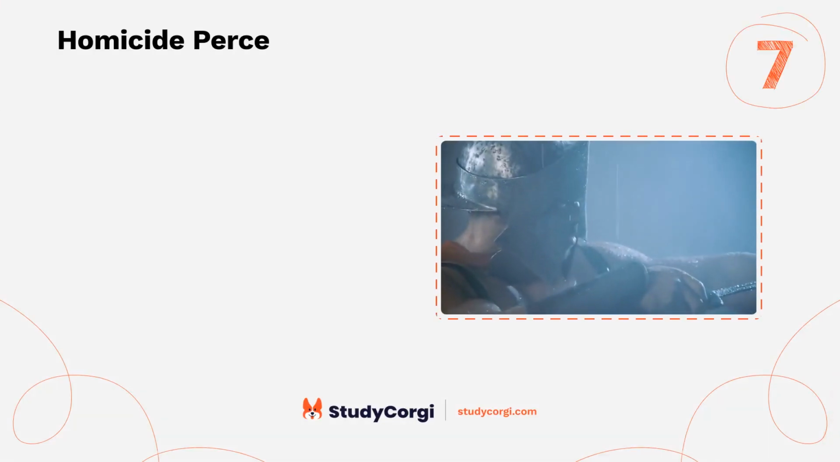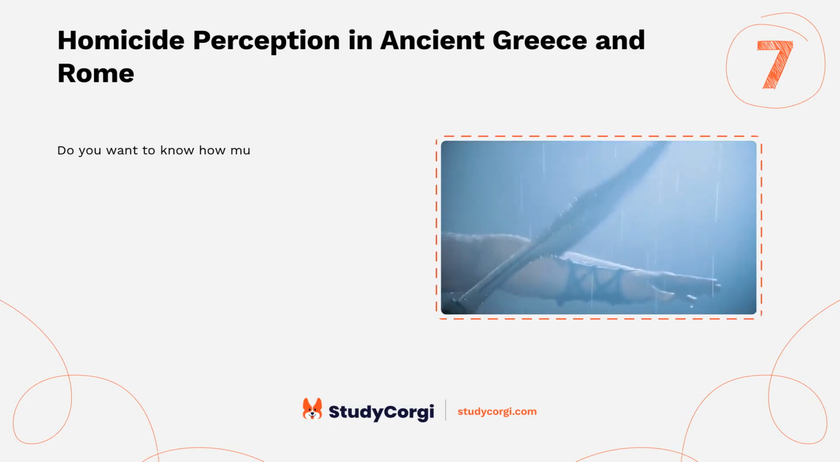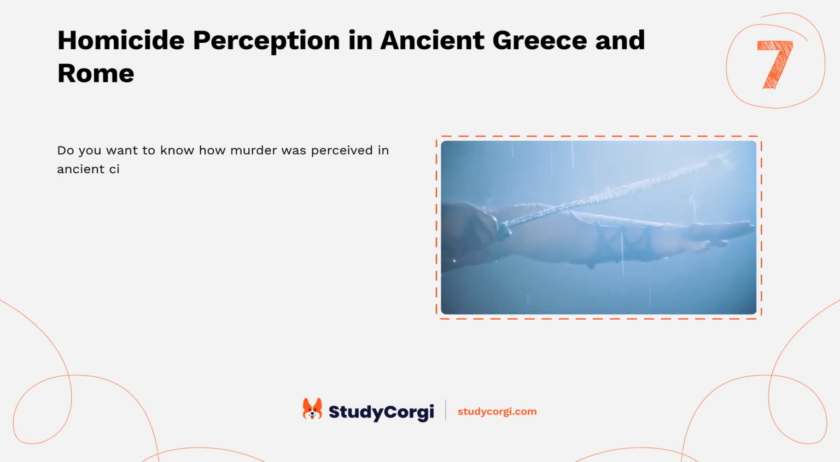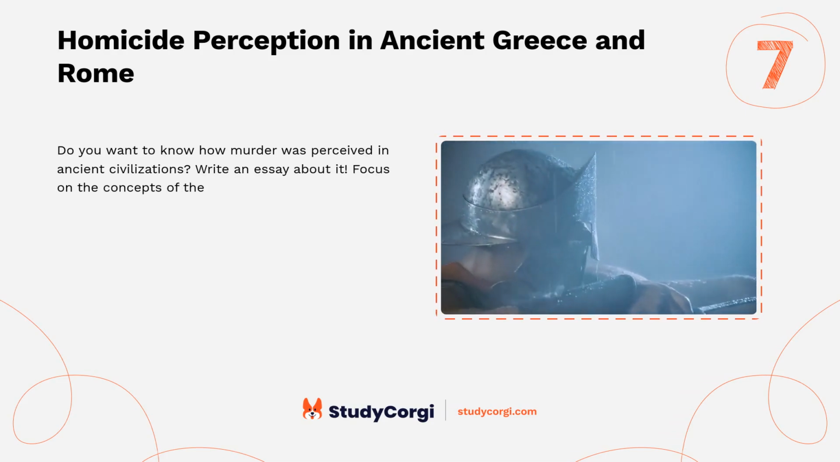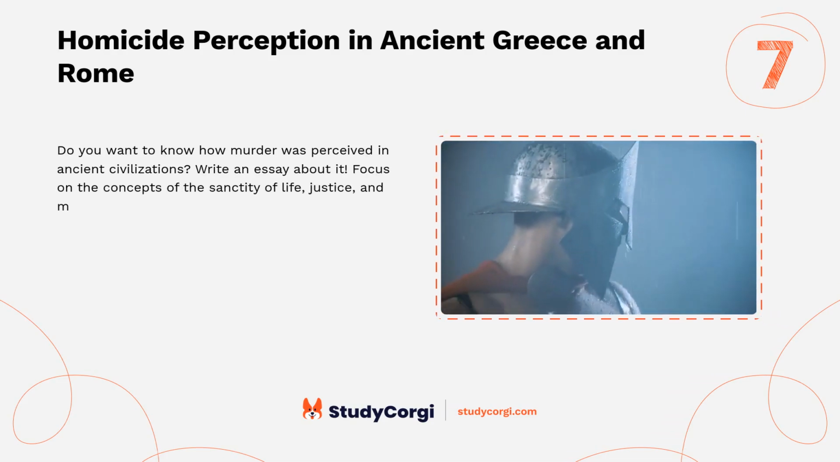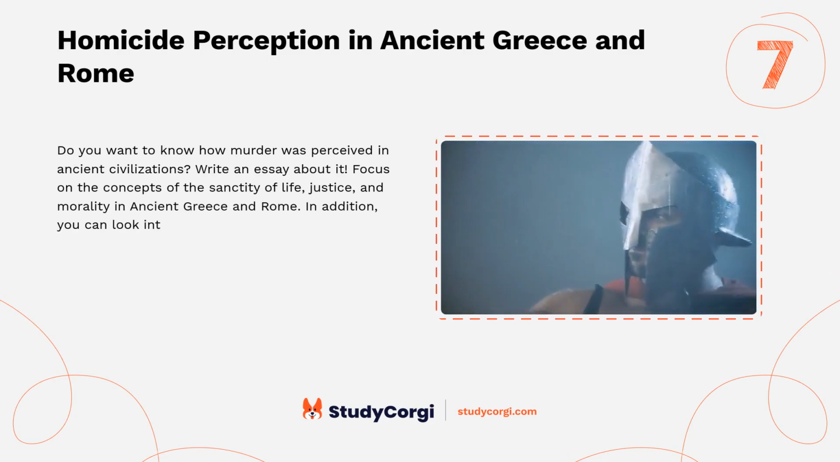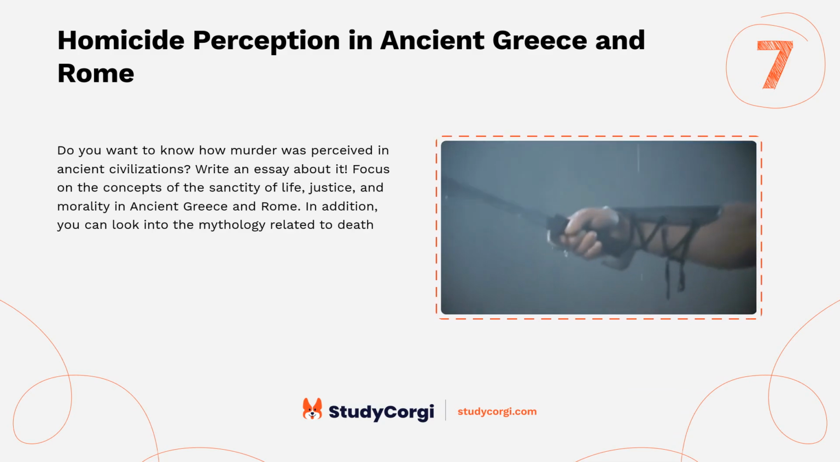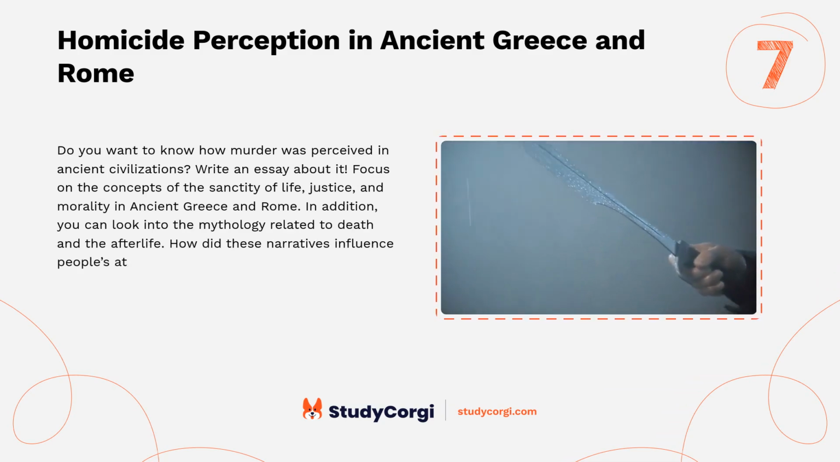Homicide perception in ancient Greece and Rome. Do you want to know how murder was perceived in ancient civilizations? Write an essay about it. Focus on the concepts of the sanctity of life, justice, and morality in ancient Greece and Rome. In addition, you can look into the mythology related to death and the afterlife. How did these narratives influence people's attitudes toward homicide?